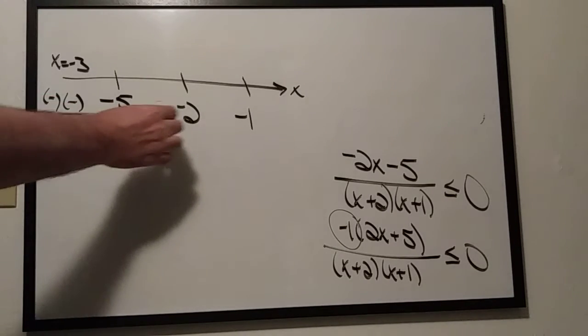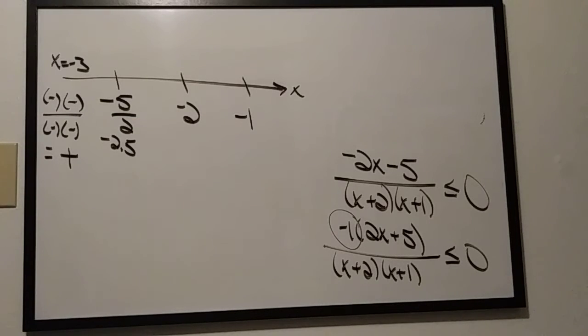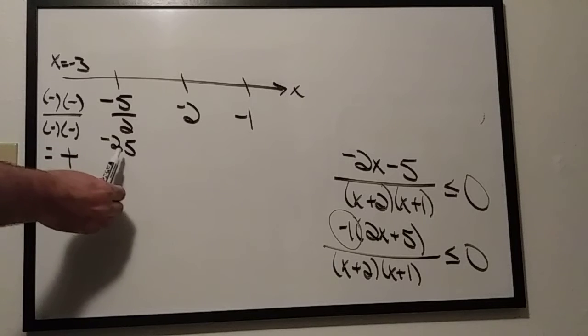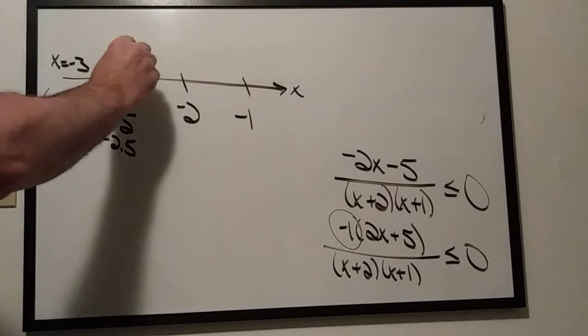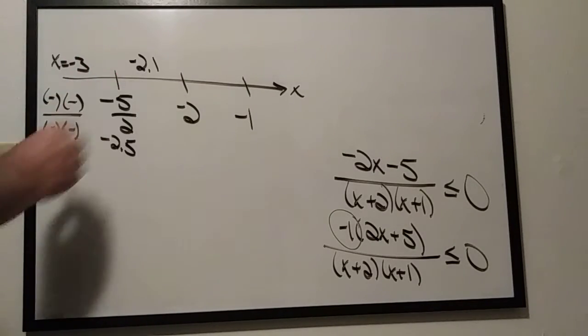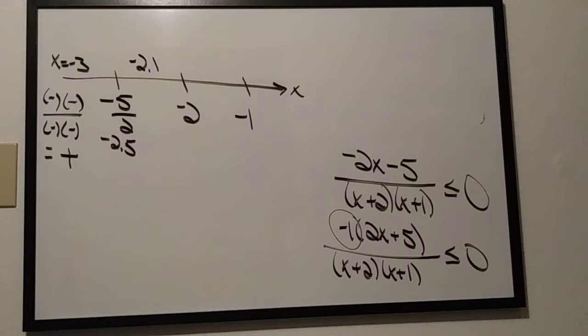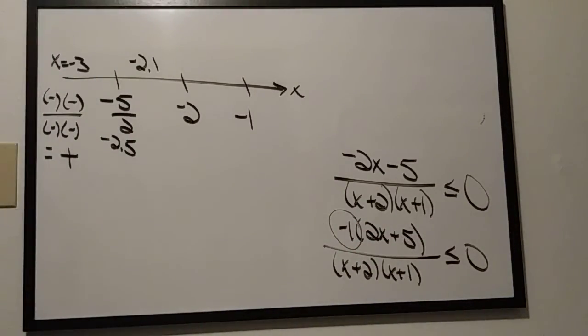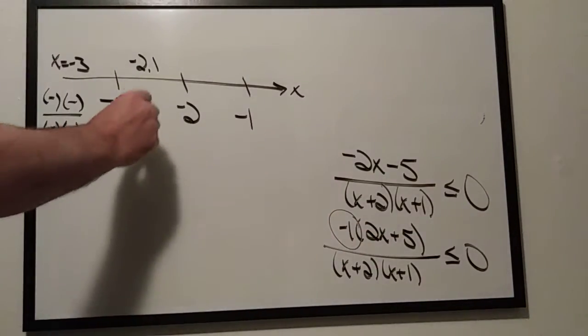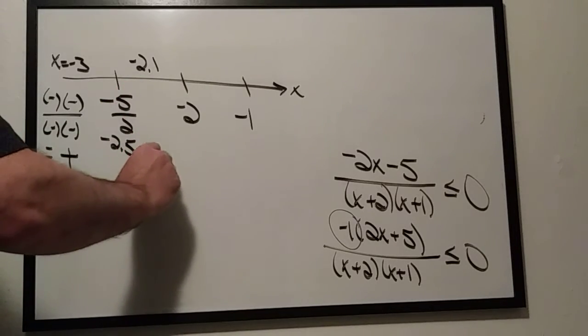Now between negative 5 halves and negative 2, again, I have to find something that lives between those, and I'm going to have to choose something that's a decimal to live between those because they're so close together. So let's choose something like negative 2.1. Negative 2.1 would live between negative 2.5 and negative 2. So let's again think about what's going to happen when we plug in that x value of negative 2.1. First factor, once again, is always going to be negative here.